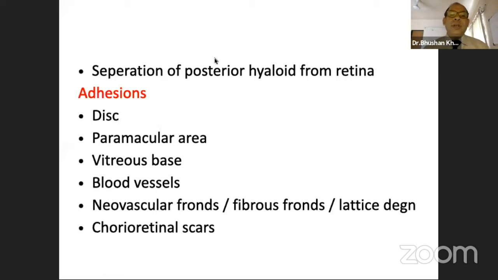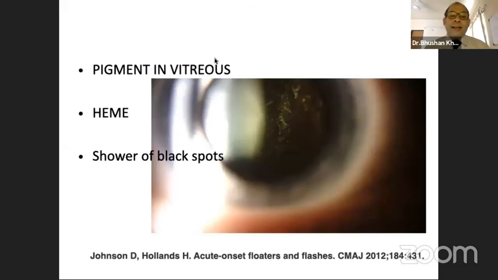As the posterior hyaloid separates, it may also pull on adhesions between the vitreous and the retina, some normal, some abnormal. And as it separates, sometimes there is liberation of blood into the vitreous cavity, or if there is a retinal tear, the pigment epithelium gets exposed to the vitreous cavity, releasing pigment into the vitreous.